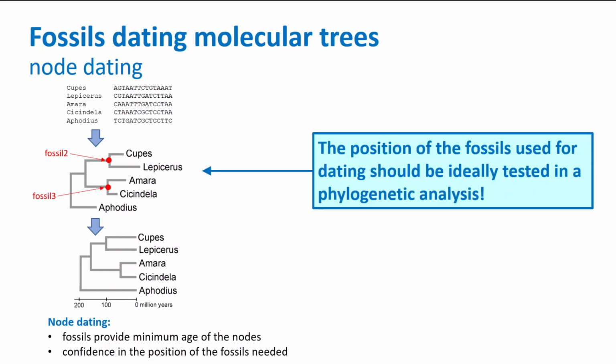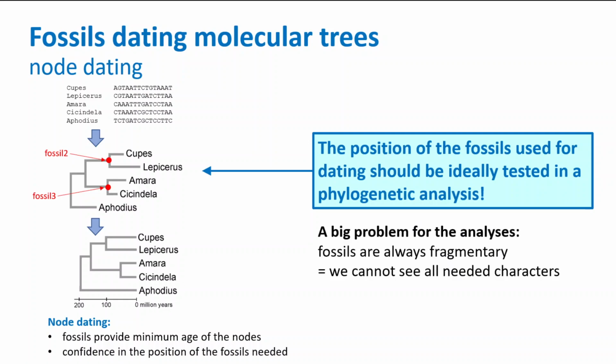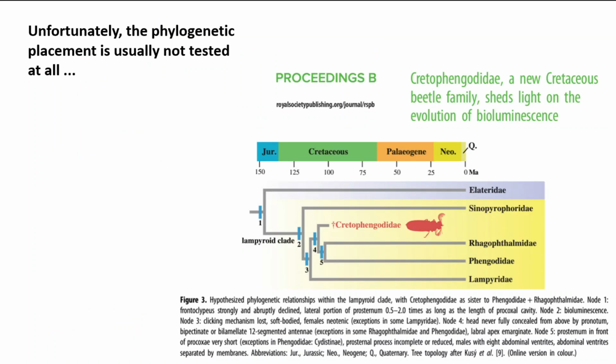So ideally, for this step, we would need some way which can test the phylogenetic position of the fossils which we are using for calibration in node dating. This is naturally not that easy. One of the problems is that the fossils are always fragmentary, so we can never see all the characters which we can see in the modern beetle, because some of them are simply not visible, some are hidden inside of the body, some are not accessible, some body parts may be missing, and so on. So we don't have all the characters, and that makes the phylogenetic analysis a little bit tricky.